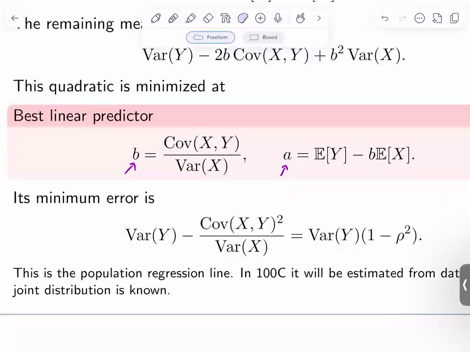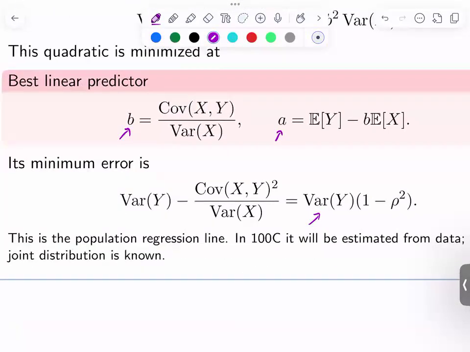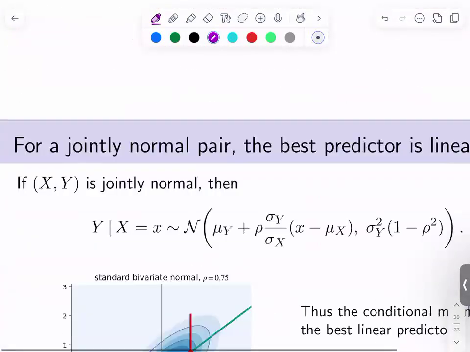And then you can verify as an exercise, if you look at the minimum error, the error that you achieve is something like this, where rho squared is the correlation coefficient. So this is the population version of the regression line. You've seen the sampled version before, and you'll see it again in 100C. This can be done for any joint distribution, but it might not be the best predictor. It's the best linear predictor. Okay, any questions about this derivation?